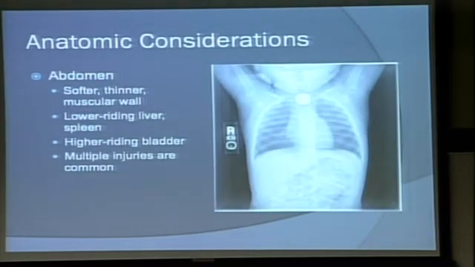Abdomen is soft, thin. The liver is big compared to the rest of them, so it rides very low and could be injured easier. Bladder's quite high. It can be injured. Multiple injuries are common.